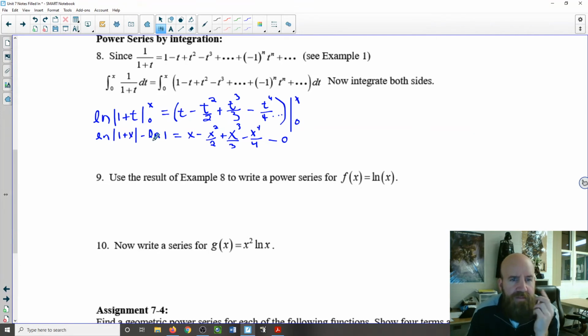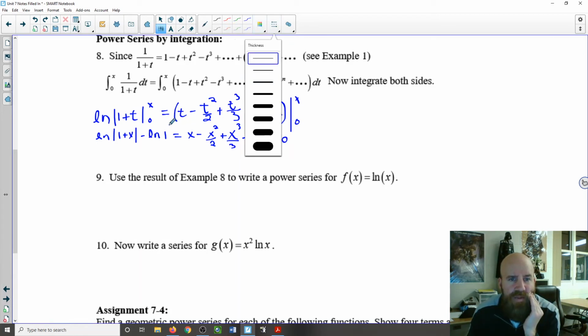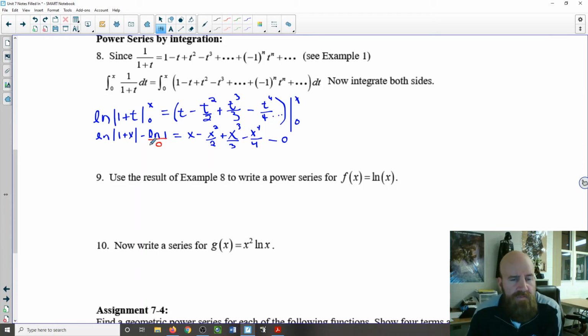So now we look on both sides. Natural log of 1, if we remember, that's 0. So let me write that there. Natural log of 1 is 0. So we get natural log of 1 plus x equals this. So we just found the power series for natural log of 1 plus x using integration.